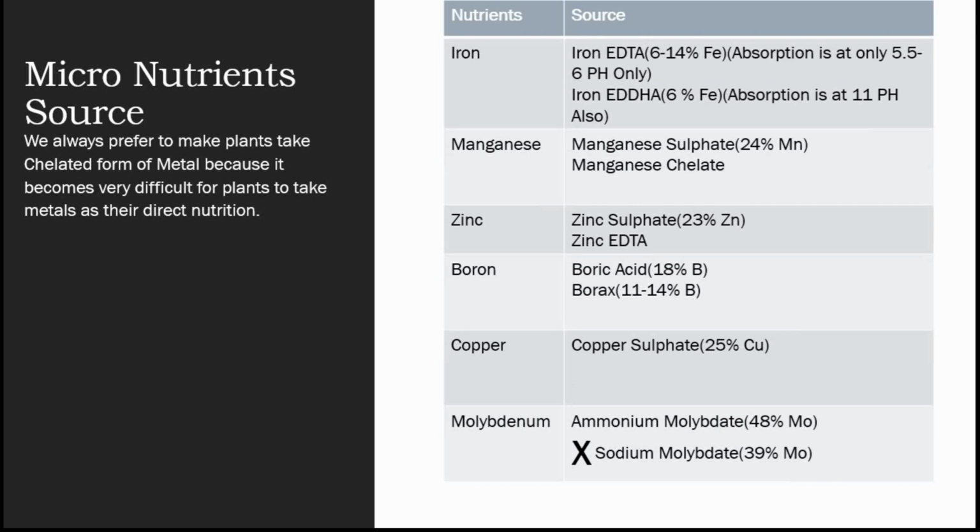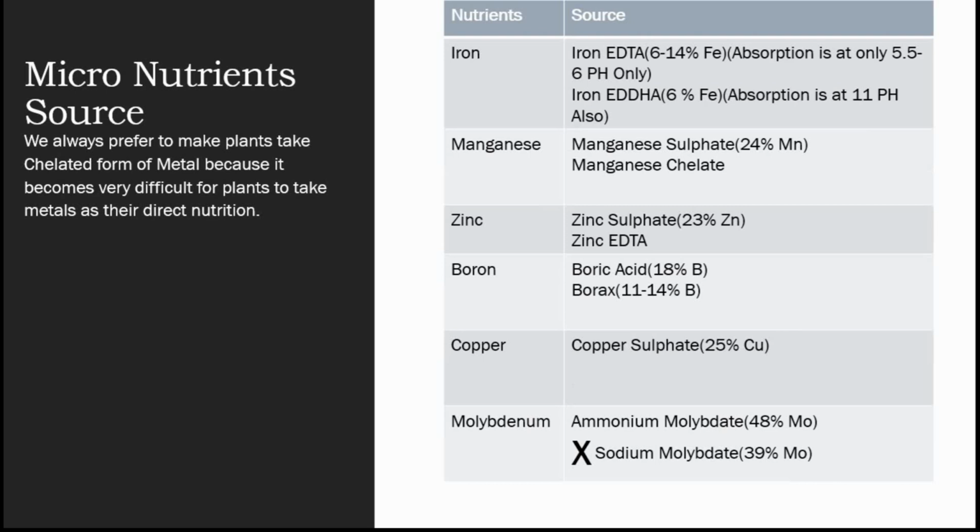Now we'll go ahead and look at the nutrients and their sources. The first one is iron, that is iron EDTA. Iron EDTA has 6 to 14% iron, but the absorption is at only 5.5 to 6 pH. Next comes iron EDDHA, which is a chelated form of iron. It has 6% iron and the absorption is up to 11 pH also. So it has very good absorption in its chelated form.